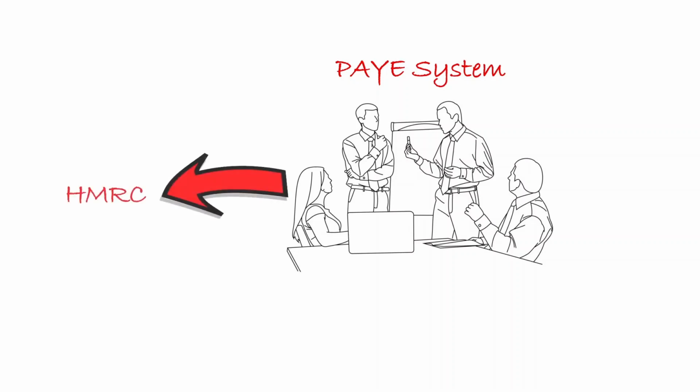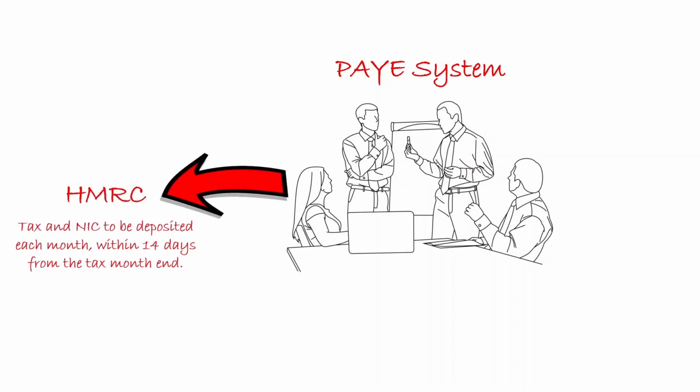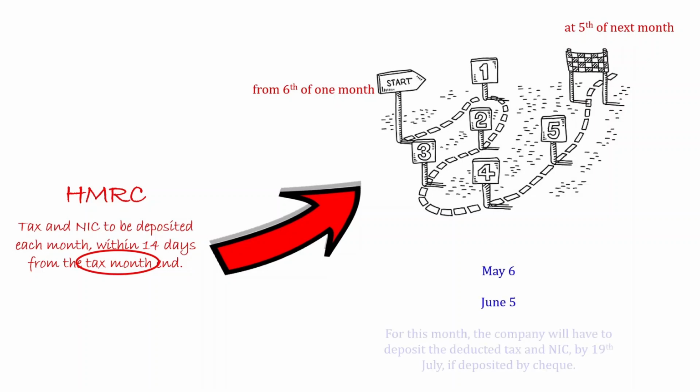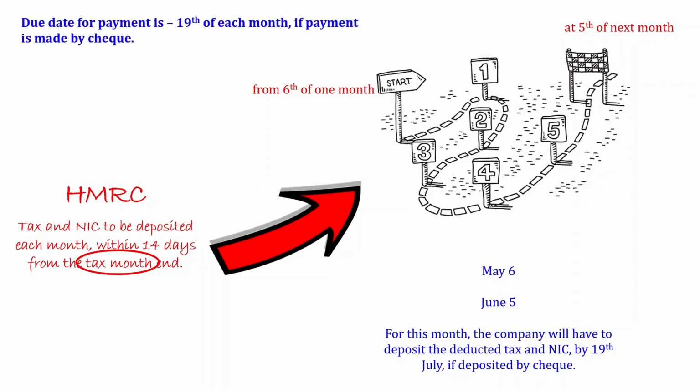The employer has to deposit this amount to HMRC each month within 14 days from the tax month end. What is a tax month? A tax month starts from 6th of one month and ends at 5th of the next month. For example, a tax month can be 6th May to 5th June. For this month, the company will have to deposit the deducted tax and NIC by 19th July if deposited by cheque. Therefore, the due date for payment is 19th of each month if payment is made by cheque.